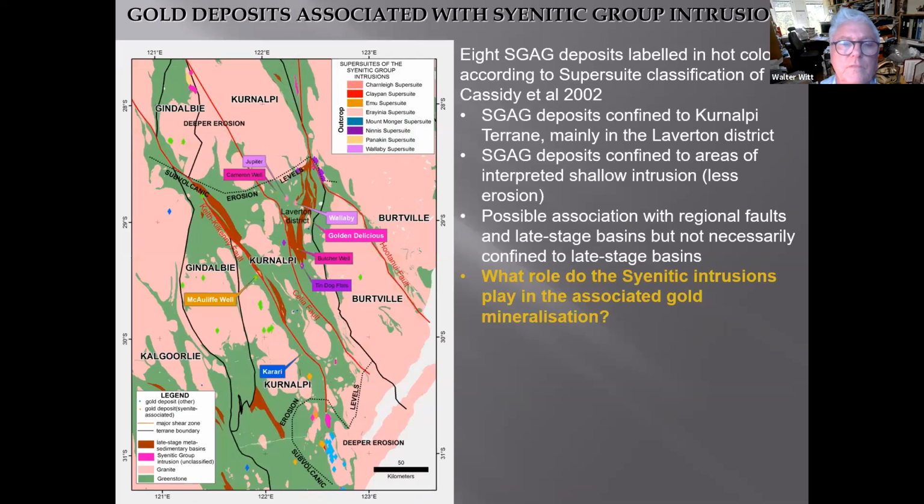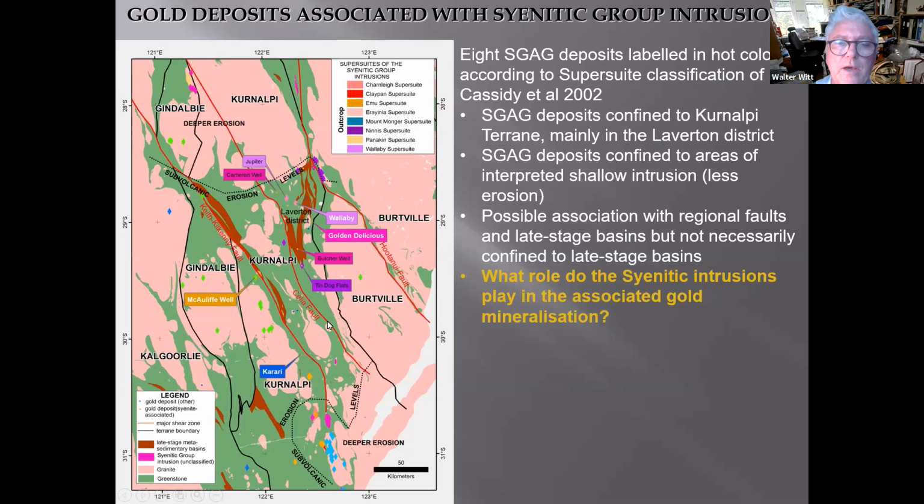Looking at more detail in the central Kurnalpi terrane, I've shown the 8 deposits that we're looking at in the labels, coloured by their supersuite affiliation. And make note that the north and south of the terrane, where I've labelled deeper erosion, comprise granites and granite gneisses uplifted from mid-crustal levels. And the syenitic intrusions in these areas tend to be quite large and appear as outcrops on this map.